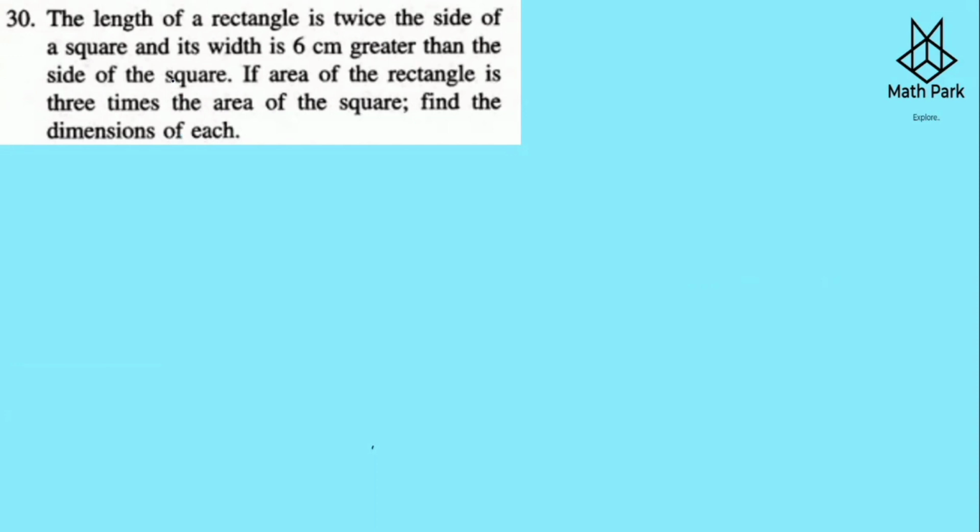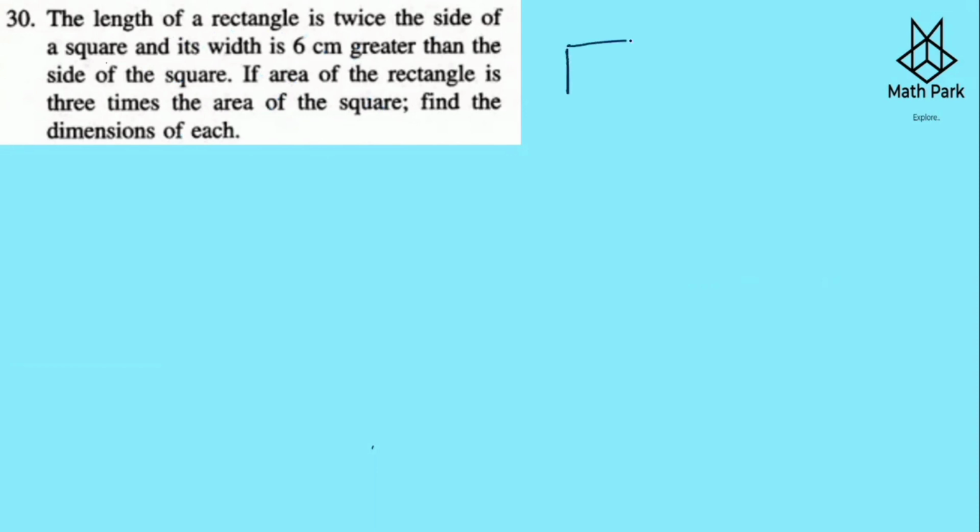Question number 30. This is the last question of this exercise we are doing now for this video. Sorry, there are 6 more questions left which we'll be doing in the next video. So the length of the rectangle is twice the side of a square and the width is 6 centimeter greater than the side of a square.